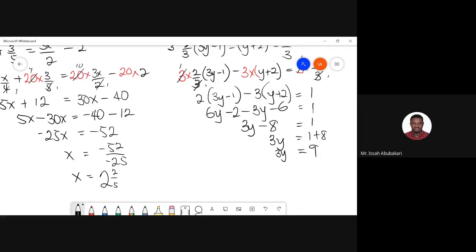Then, type 1 question. We divide both sides by 3. We have y is equal to 3. Chayut, y is equal to 3.